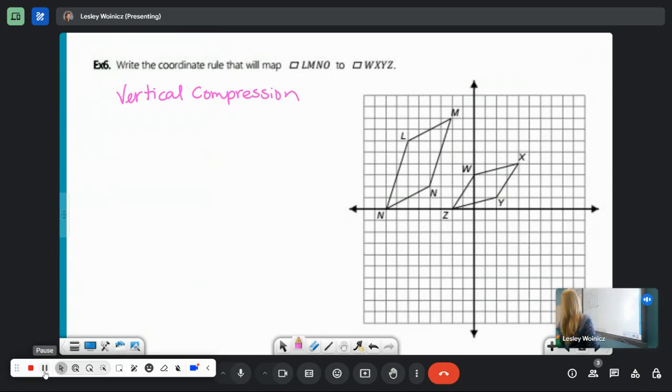Which one? Oh, that's a very good question. L, M, N. This N is an O. Thank you. Do we have anything else weird happening? So now we just have to put this into a rule. The only thing that we need to be able to do that is to figure out how much it got compressed.